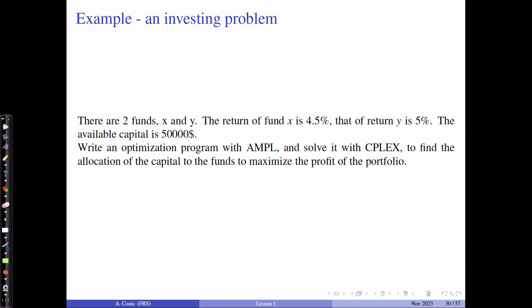So imagine there are two funds, X and Y. And these two funds have a return. We know that fund X gave us 4.5%, and fund Y, 5% a year. And we have $50,000 capital. What we need to do is write an optimization problem with Ample and solve it with Cplex to find the allocation of the capital to the funds that maximizes the profit of the portfolio.